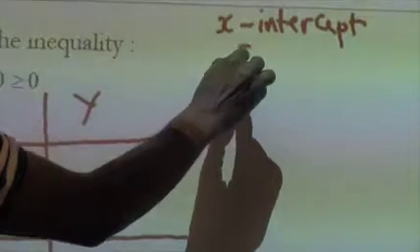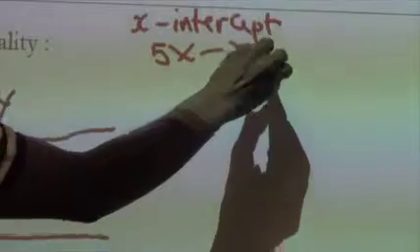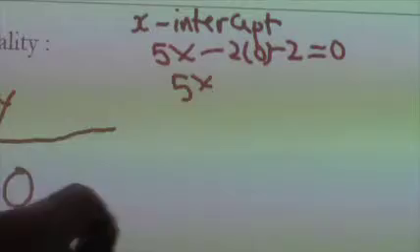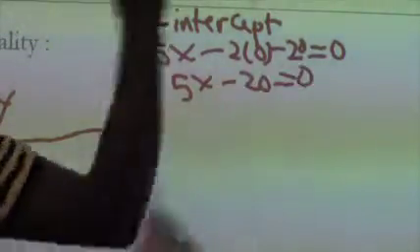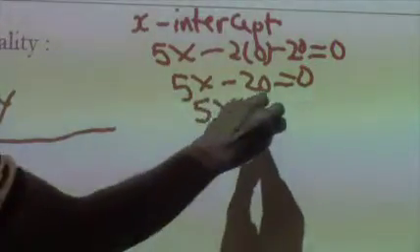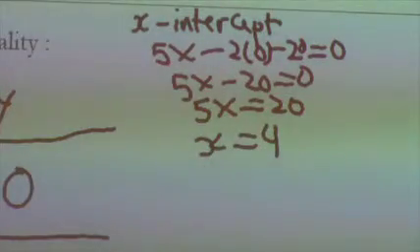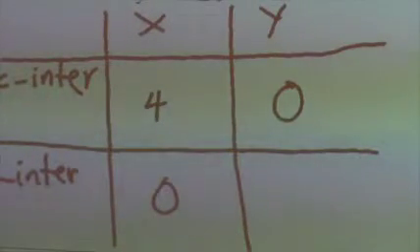So for the x-intercept, I'm going to have 5x minus 2 times 0 minus 20, and we use equals when we are doing this. So we have 5x, 2 times 0 is 0, minus 20 equals 0. Take the 20 across, you have 5x equals 20, divided by 5, you get x equals 4. So my x-intercept has coordinates 4, 0, which means our graph is going to cross the x-axis at the point 4. For the y-intercept, we do a similar thing.